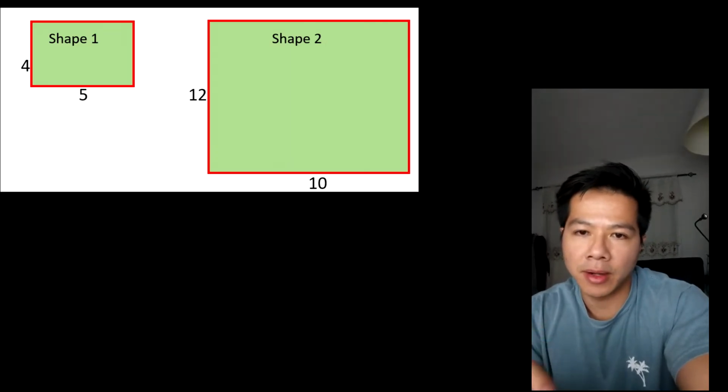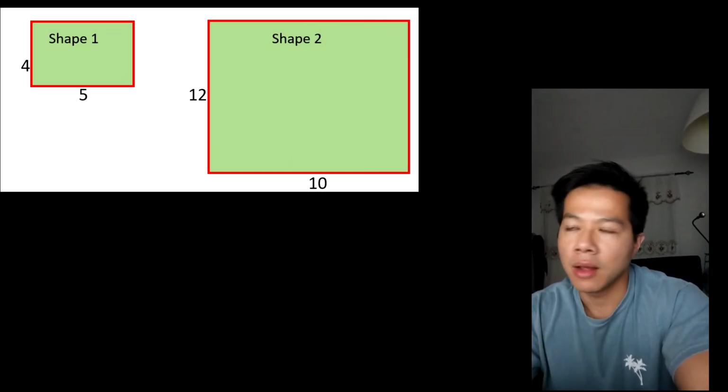So let's do a quick review on what we did last time for 11.7 part 1. Last time we were talking about figures that are not similar, so the ratio of their sides are not consistent. The first one we're looking at is a rectangle that's 4 by 5, and we're comparing that to one that is 12 by 10.